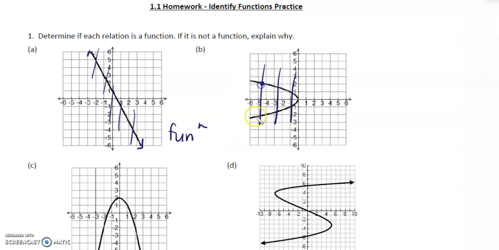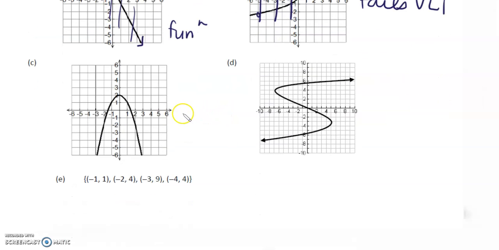B, we do the vertical line test. No, not a function. We can say it fails the vertical line test. Okay. For C, C is a parabola. We know that parabolas are definitely functions, right? So function. Okay. And then D, again, fails vertical line test.